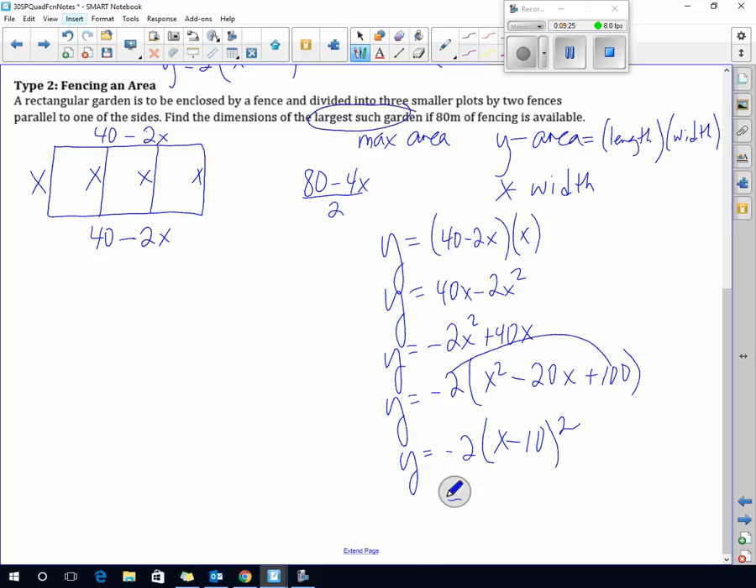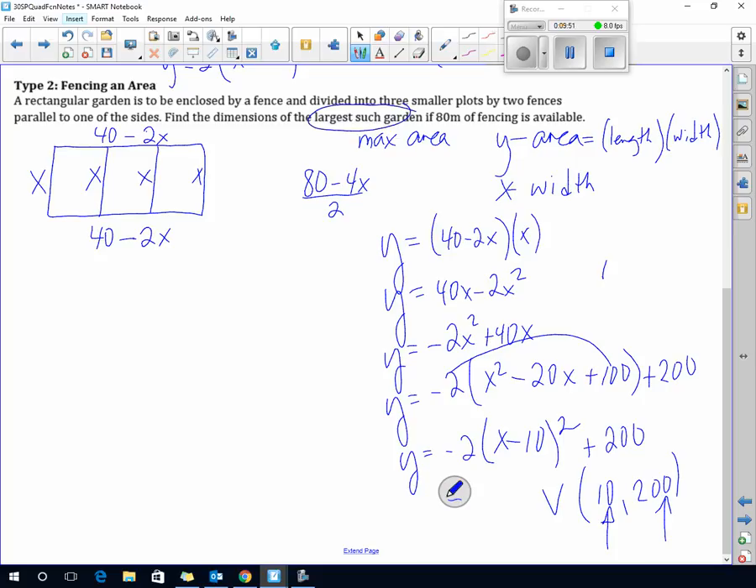What does the 10 represent? The width. What does the 200 represent? It's the maximum area because it's the vertex. The vertex at the maximum, that would be the max area. We would have a whole bunch of areas going here, but at the vertex, it's the actual max area.